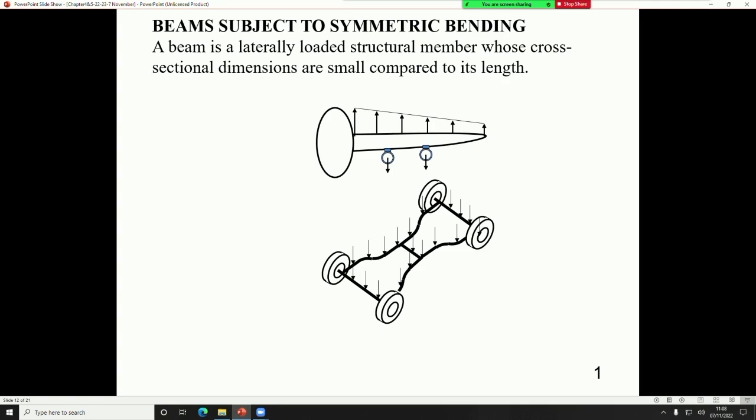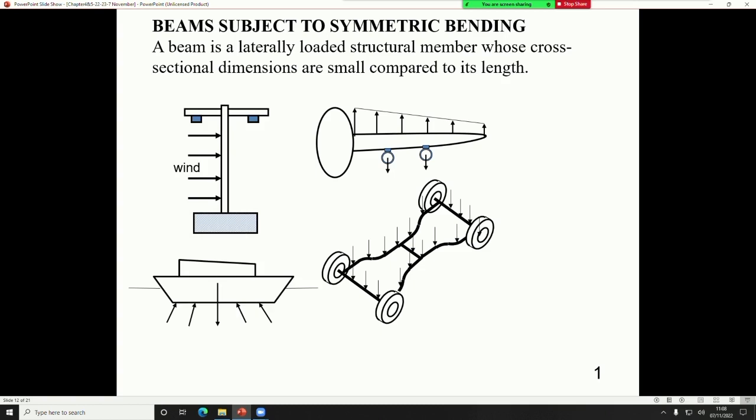Or another example is an overhead transmission pole. The wind loads are considered as horizontal forces which are laterally applied to an overhead transmission pole. Or the body of a ship. The buoyancy forces are laterally loaded, or the weight of the ship itself are laterally loaded forces applied to it.